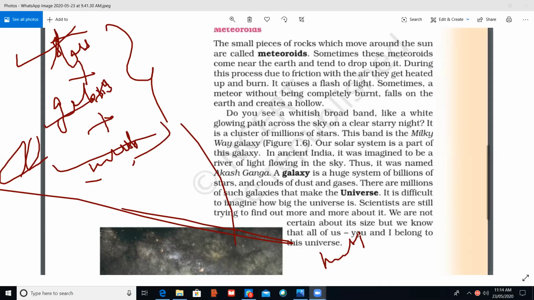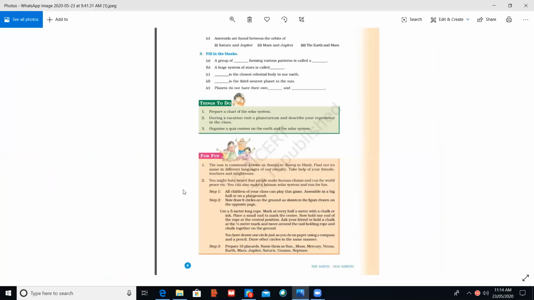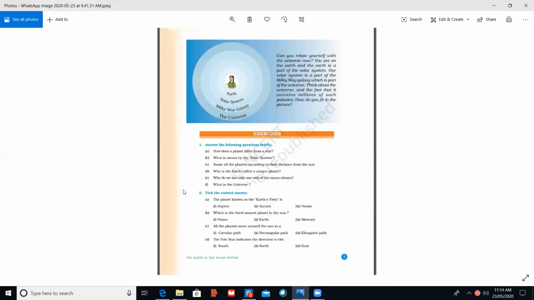Let's move to the other page. Okay, so here we are done with the chapter. So let's follow this.